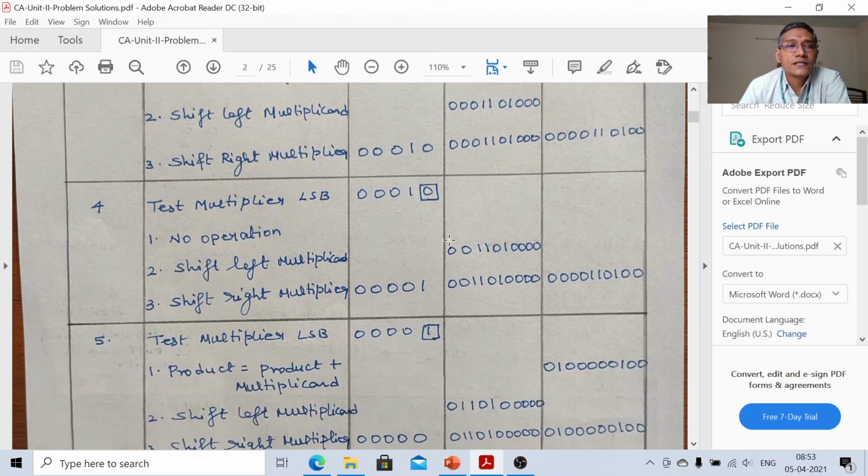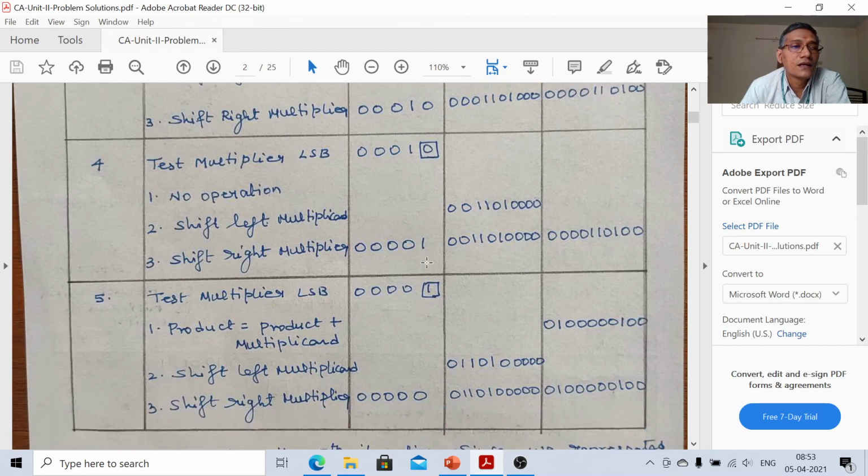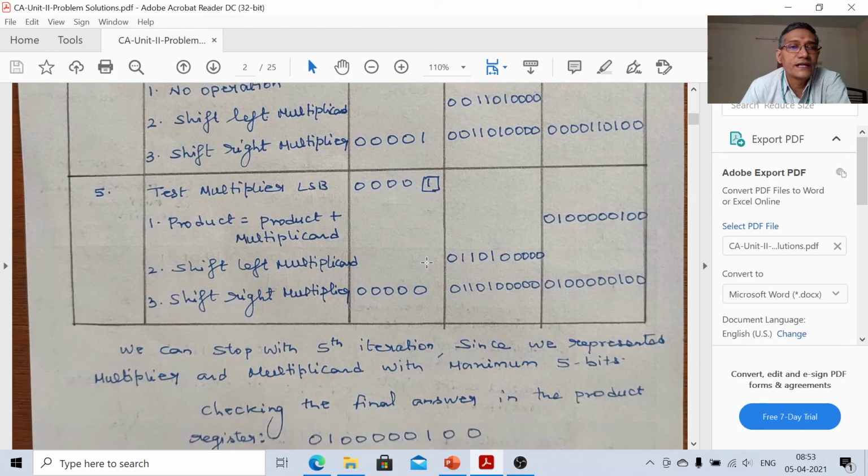Now the fourth iteration. Again the multiplier bit is 0, so we will skip the first operation and move to the second operation. Shift left the multiplicand, so this is the result of the multiplicand register after shifting left, and shift right the multiplier, and so we will get the result. We are not disturbing the product register value. Whatever we had in the previous iteration, the same value is retained here. Now we will go to the final iteration, the fifth iteration.